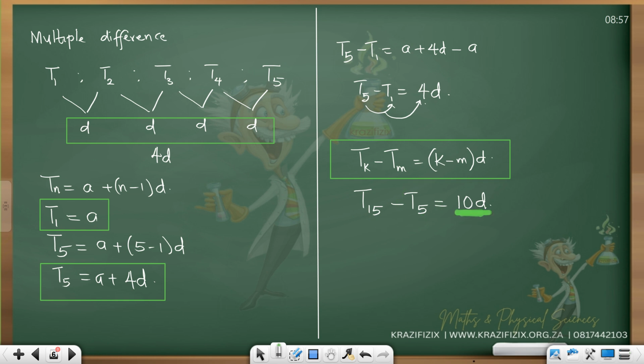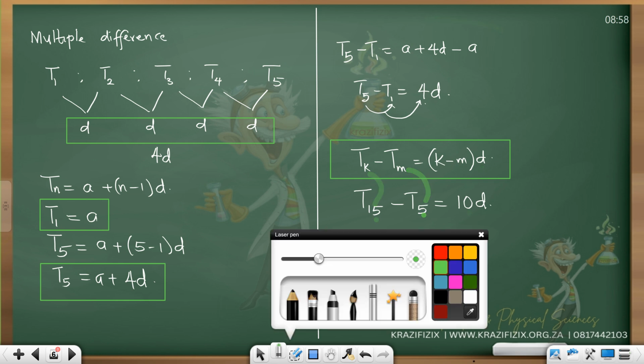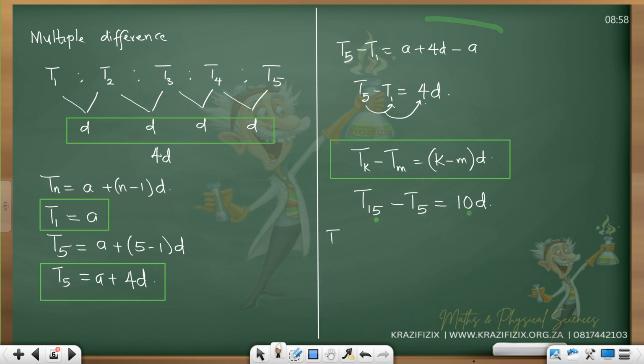Let's do an example together. We're going to create a question together and we will solve it together. So basically, I'm trying to show you a short form of getting your answer. That's why we said Tk minus Tm. I just look at k and m. That's the number of differences, k minus m d. So T15, T5 is 15 minus 5, 10d.